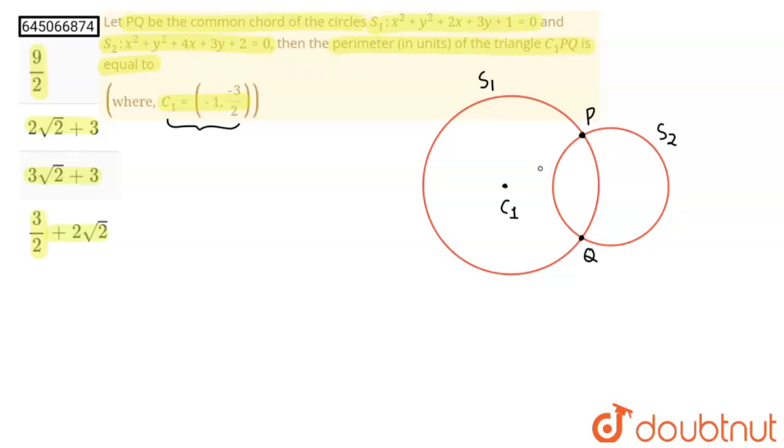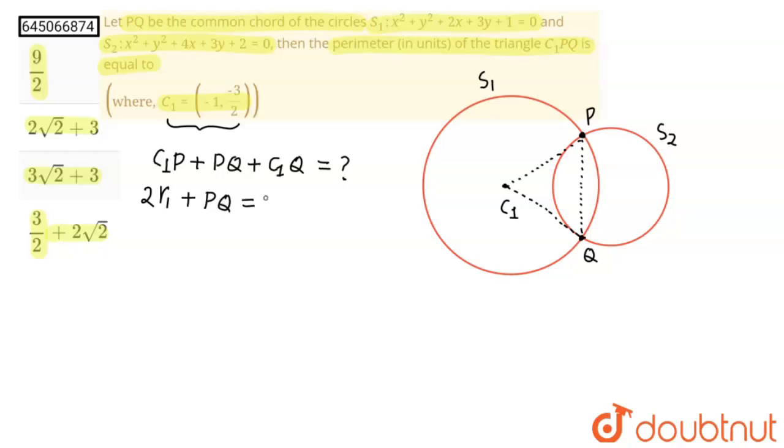So we have to find the perimeter of triangle C1PQ, this triangle. We have to find C1P plus PQ plus C1Q. Here, if you see, C1P is the radius, C1Q is also the radius. So this will be R1 plus R1, I will write this R1, so this will become 2R1 plus PQ length. And PQ is the length of the common chord.